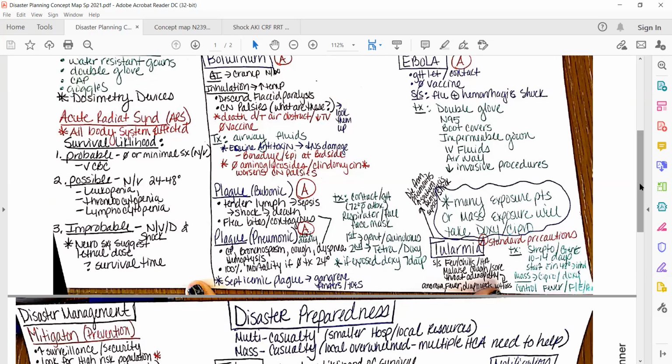Control fever and fluids. They usually die from a pneumonitis. They have an increase in sputum. They end up having hemoptysis and they go into septic shock. So you guys seeing the trend here? Septic shock, septic shock, septic shock, right? So airway, breathing, circulation.